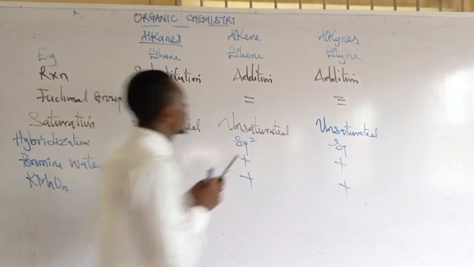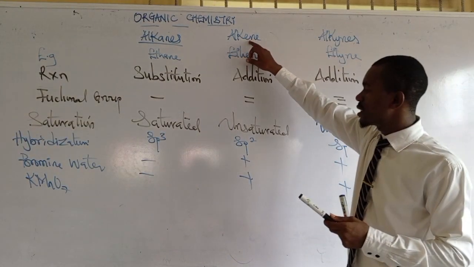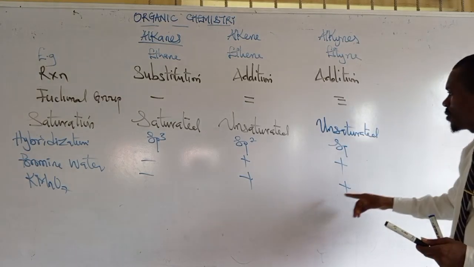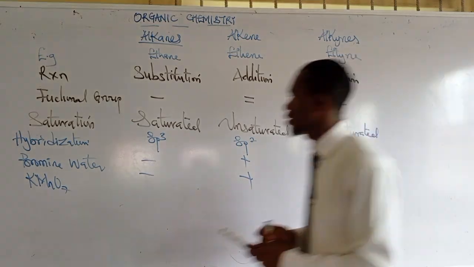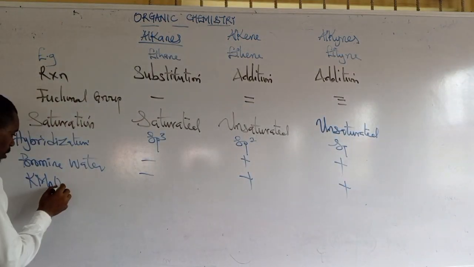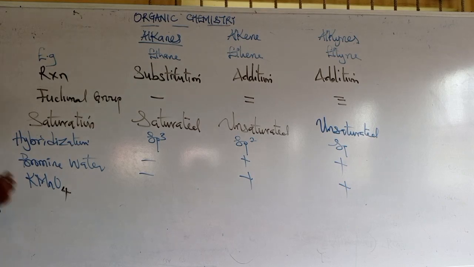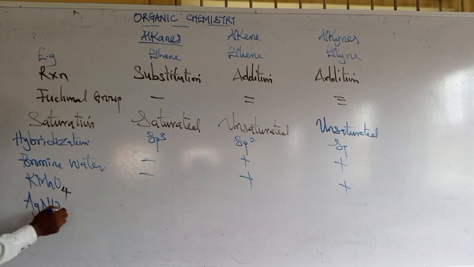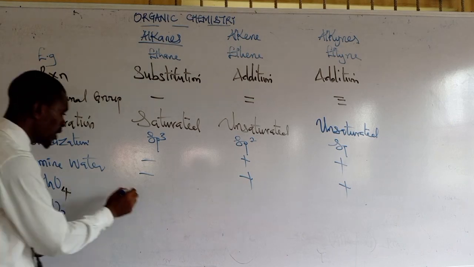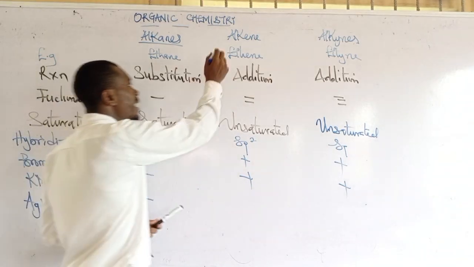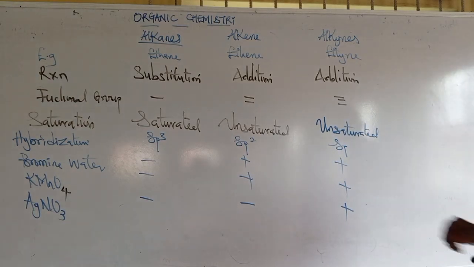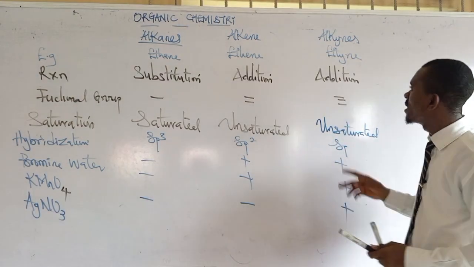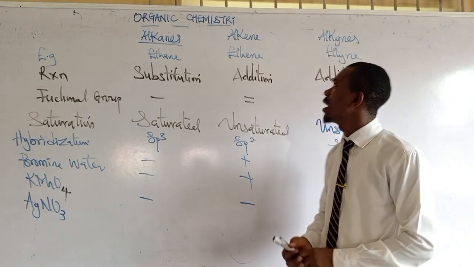But how can we distinguish alkynes from alkenes, since both are almost the same in terms of reaction with bromine water and acidified potassium tetraoxomanganate(VII)? The way we distinguish them is by using silver nitrate. Using silver nitrate, alkenes show no reaction, but alkynes will react. This is a distinguishing test that distinguishes the alkynes from the alkenes.